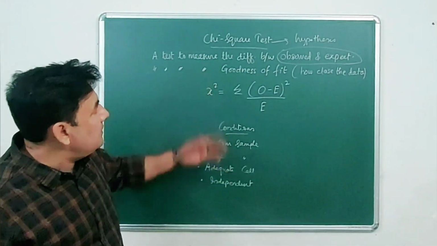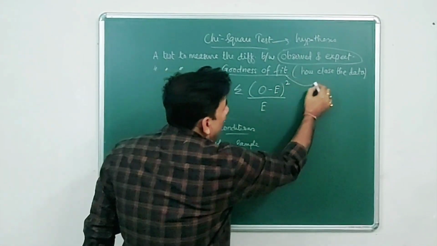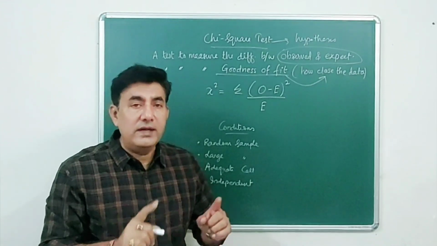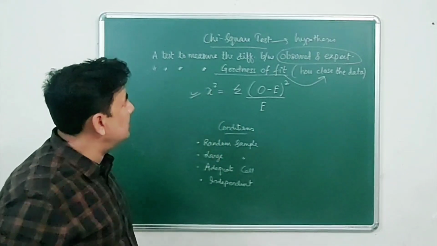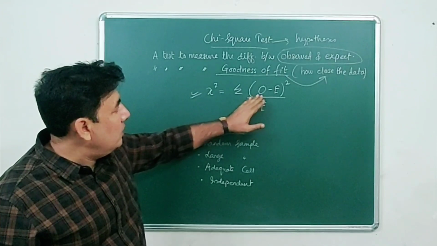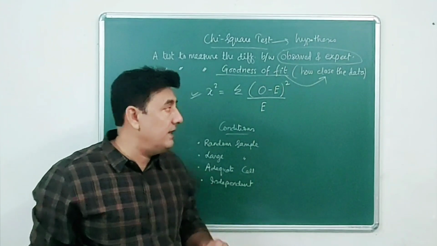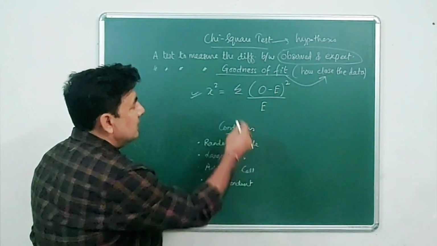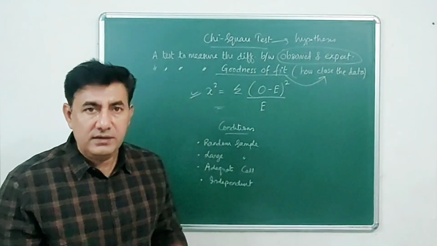And in other words, we can also say that it is a measure of goodness of fit. Now, goodness of fit means how close the observed data and expected data are. So that is called goodness of fit. And this is the formula that we use for chi-square test. X square is equal to sigma (O minus E) whole square by E. O means observed data, E means expected data. So very simple formula.